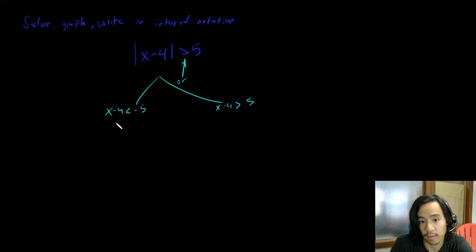So we're going to add 4 to both sides. This x is less than negative 1. Over here x is greater than 9. So we're adding 4 to both sides. So these are our answers.